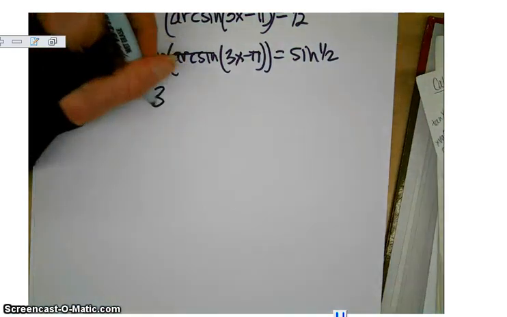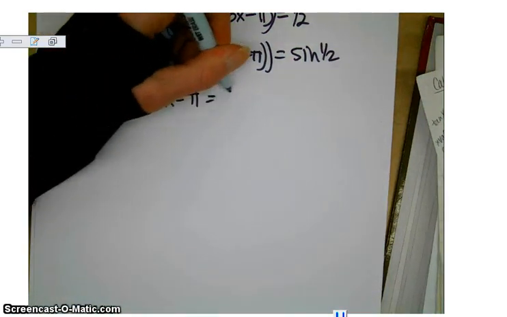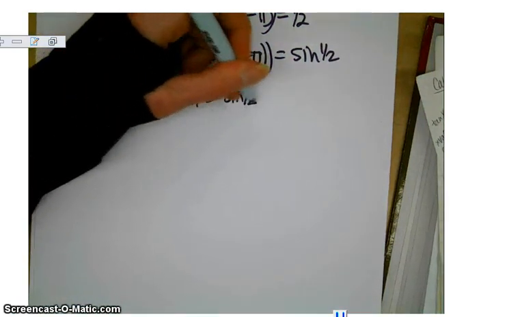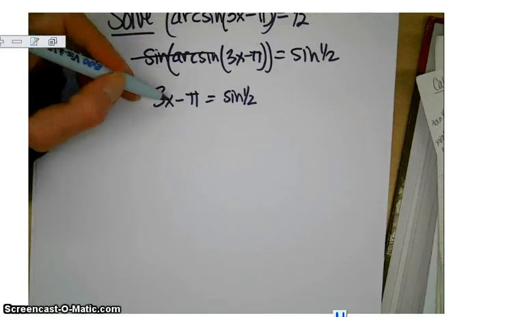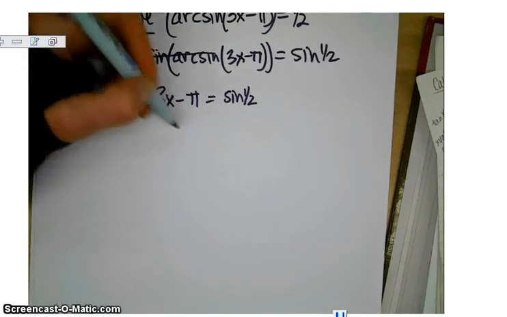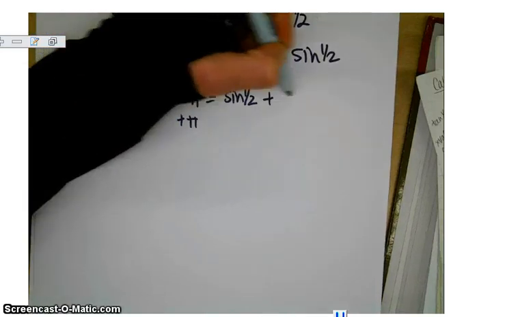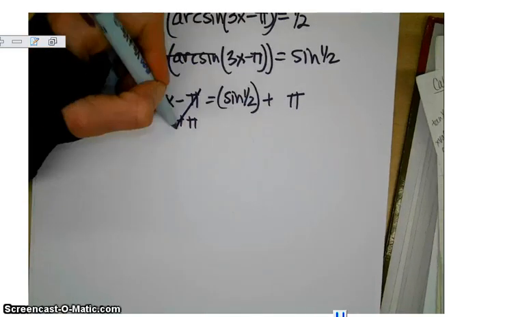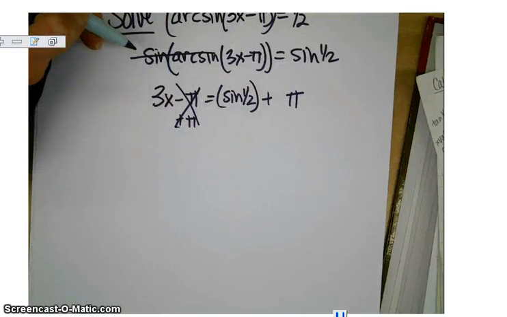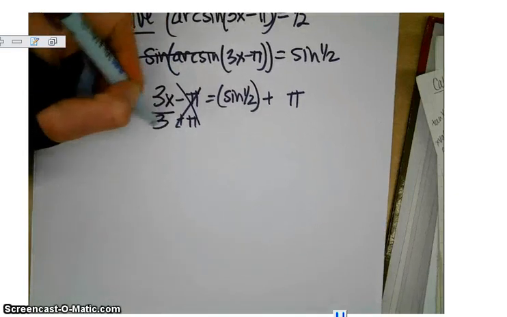So now I have 3x minus pi equals the sine of 1/2. Okay, now what? You add pi to both sides. So you're going to do that whole thing and then add pi. And then how do you get rid of times 3? Divide the whole thing by 3.